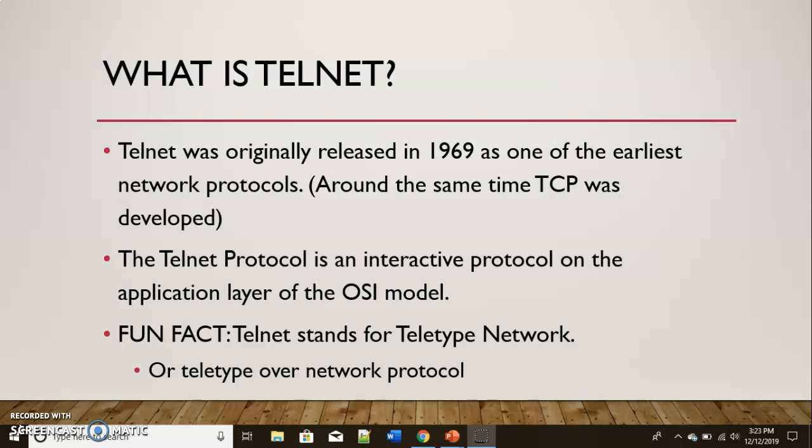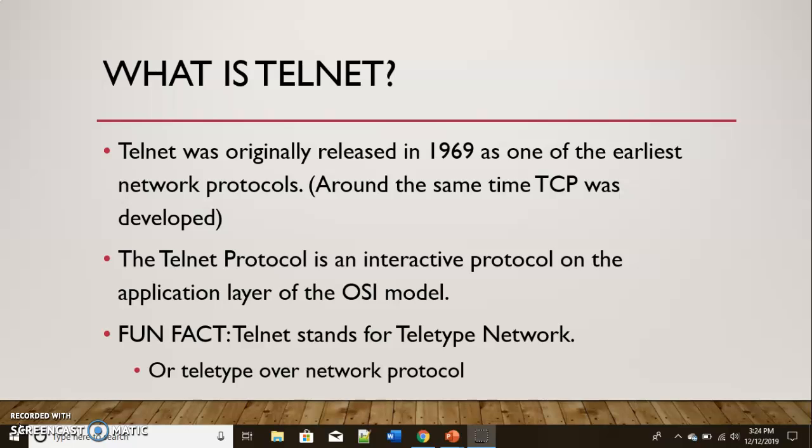What is Telnet? Telnet was originally released in 1969 as one of the earliest network protocols. Telnet was released around the same time that TCP was being developed. The Telnet protocol is an interactive protocol on the application layer of the OSI model.